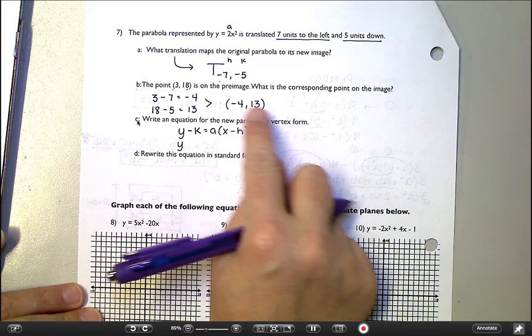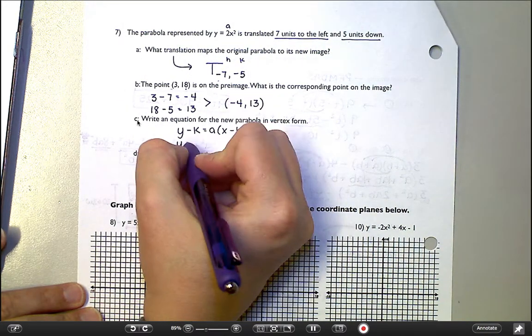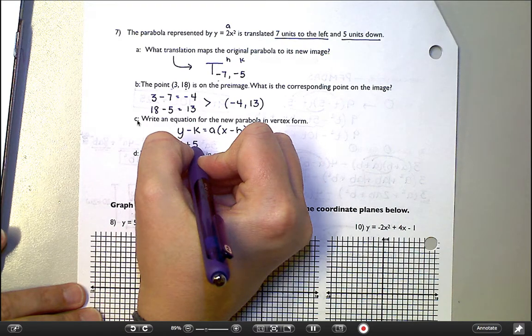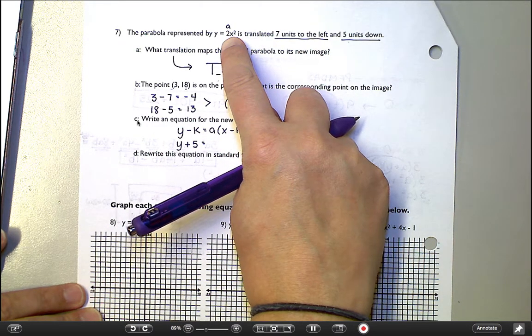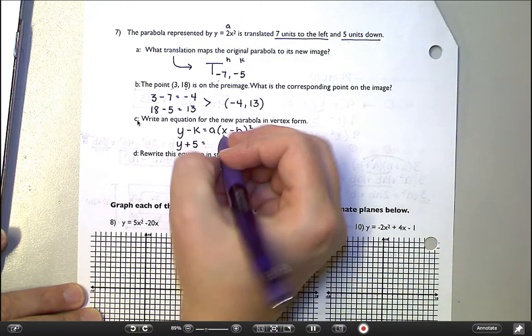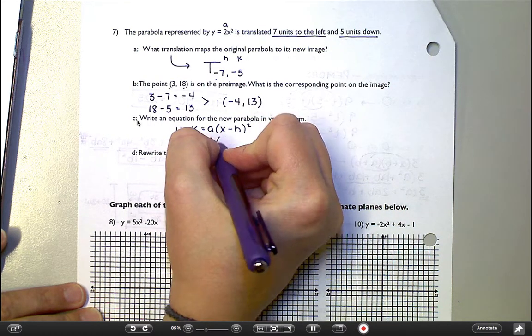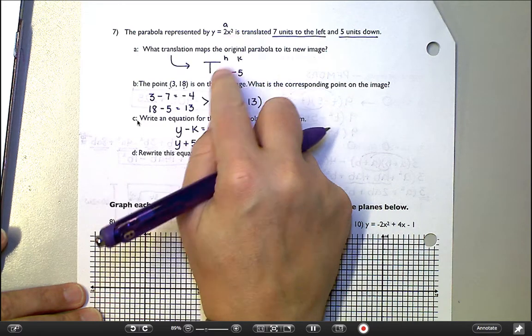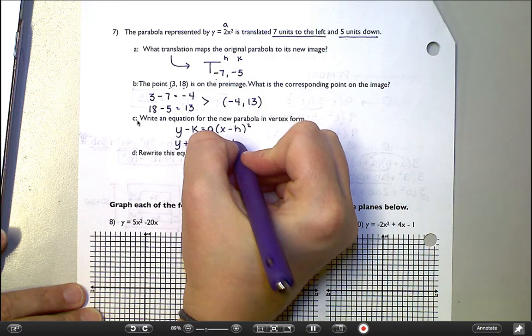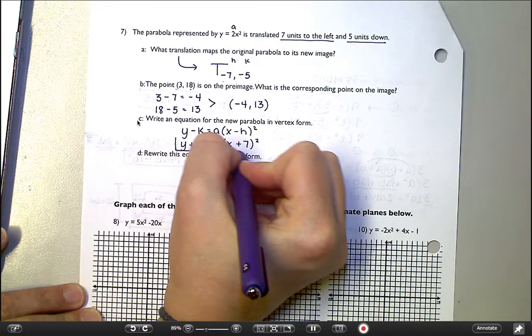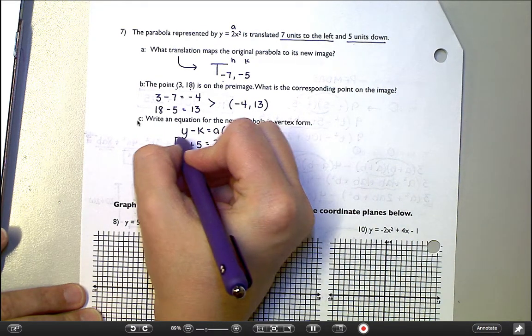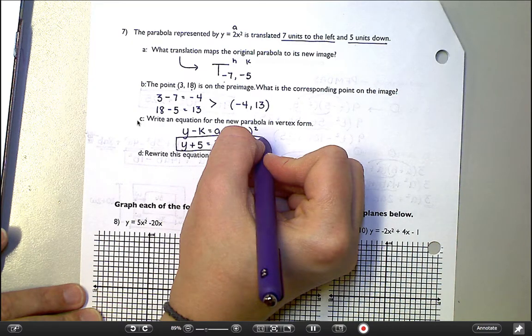So when I go to do y minus -5, that's really going to be a +5. My a value comes from that original equation's a value, which is a 2. So this would be 2. And then x minus -7, that would really become a +7 squared. So this right here, that's all we have to do for vertex form, is drop the numbers into the formula and leave it alone.